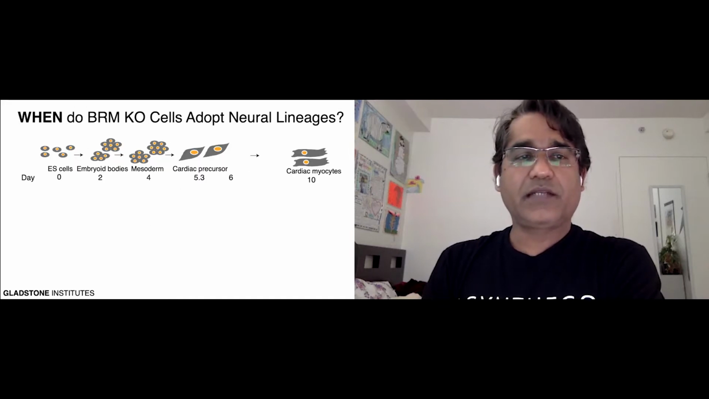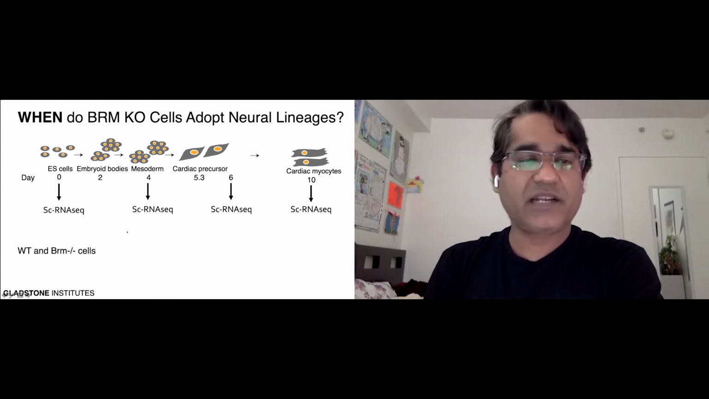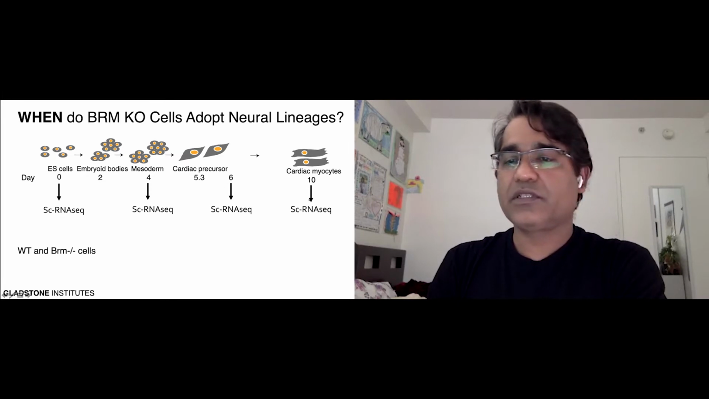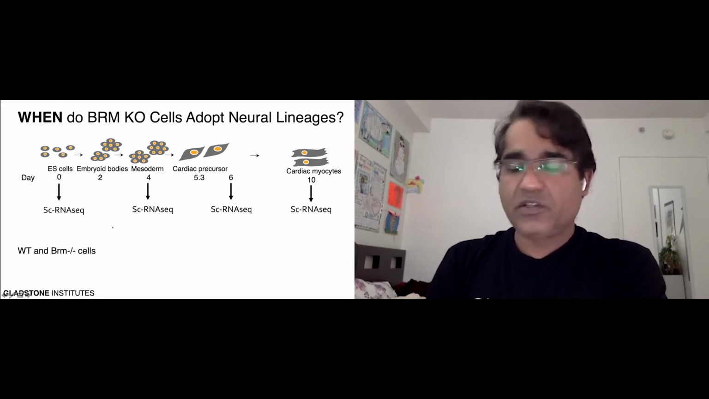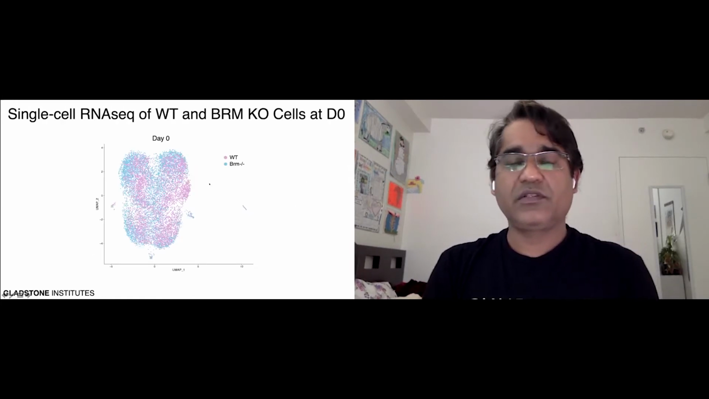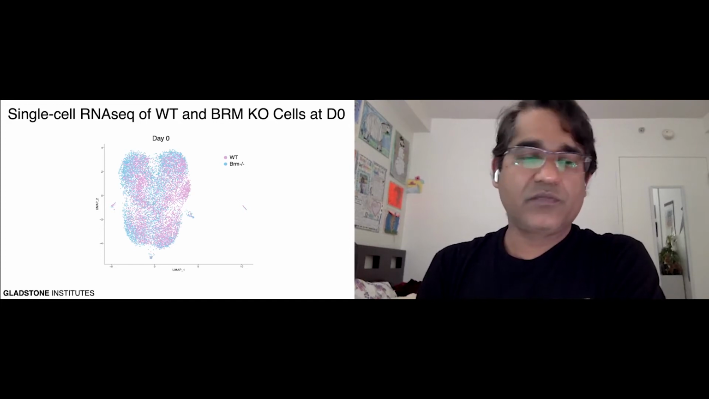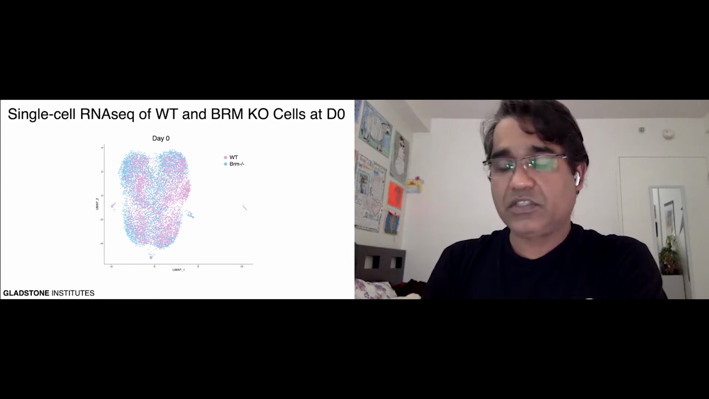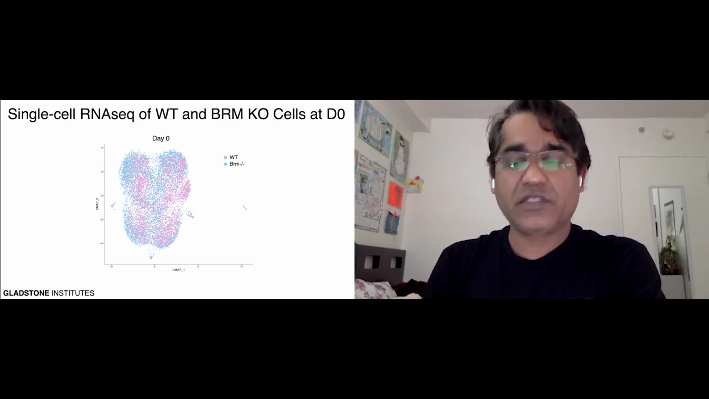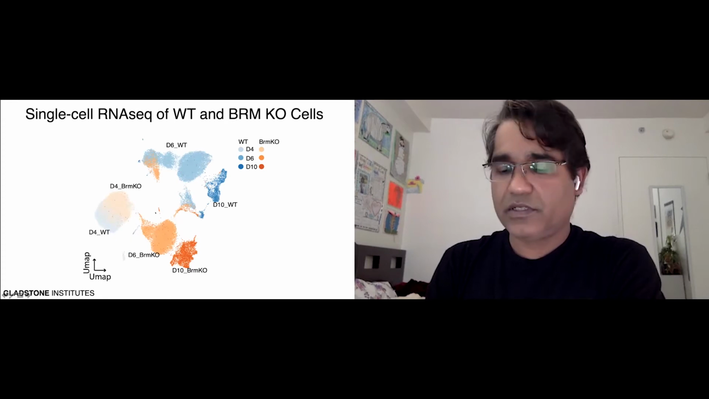For the first question, we again did cardiac differentiation, and this time we did single cell RNA-seq at 4 different stages: day 0, the mesoderm stage, the cardiac precursor stage, and the cardiomyocyte stage. At day 0, we did not see much of a difference between wild type and KO cells, and that was confirmed by immunofluorescence of Yamanaka factor markers. However, at day 4, day 6, and day 10, we do see differences.